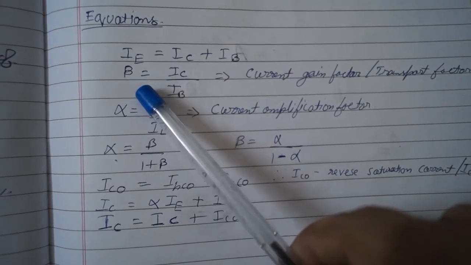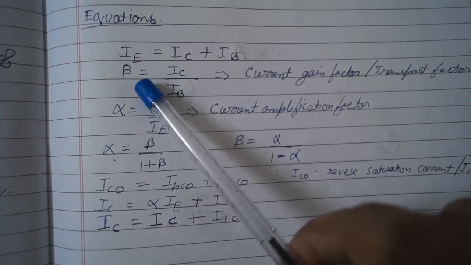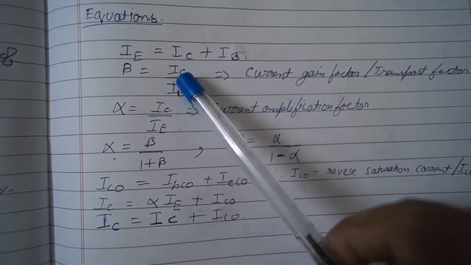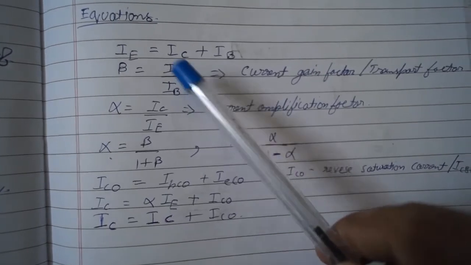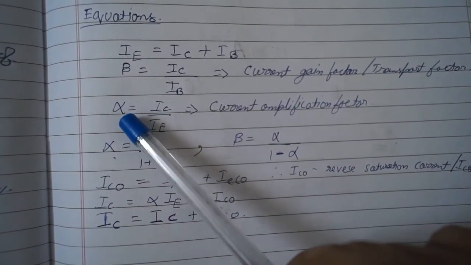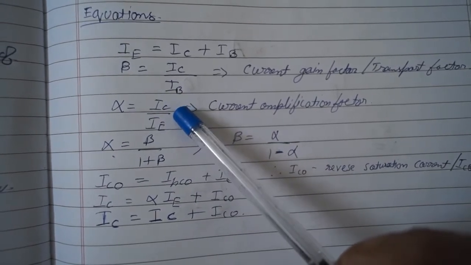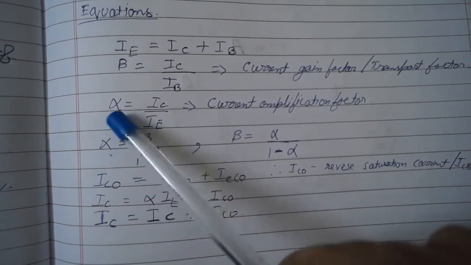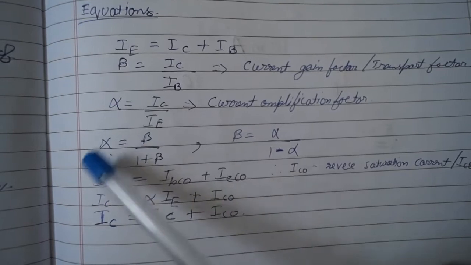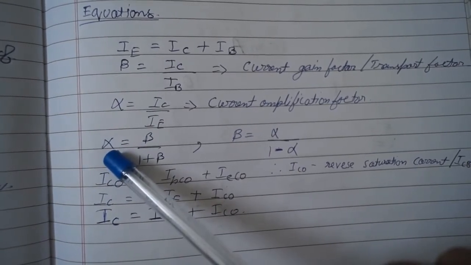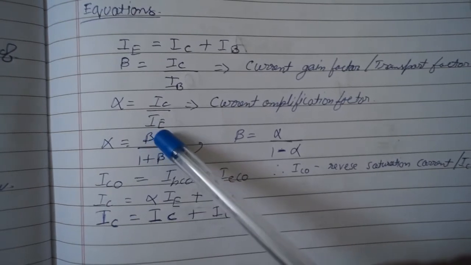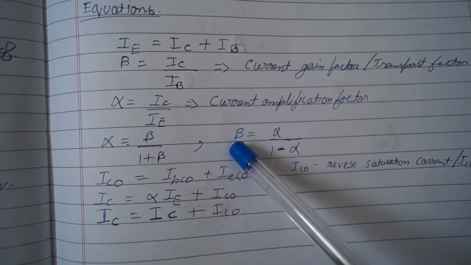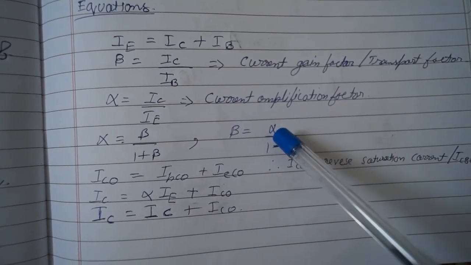There are two parameters, beta and alpha. Beta is our current gain, which is IC by IB. It is also written as HFE. And this is alpha, the current amplification factor. It is IC, collector current, by emitter current. Both these parameters can be written in terms of each other. Alpha in terms of beta is beta divided by 1 plus beta, and beta in terms of alpha is alpha divided by 1 minus alpha.